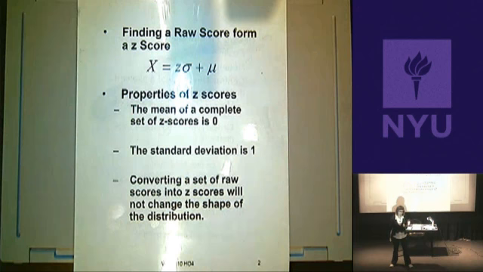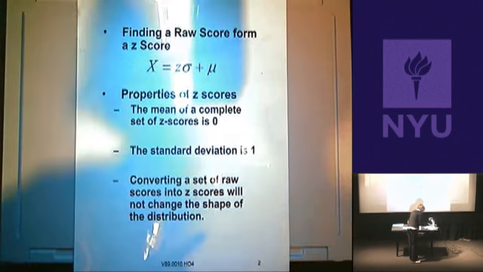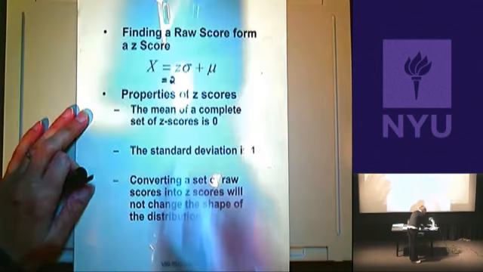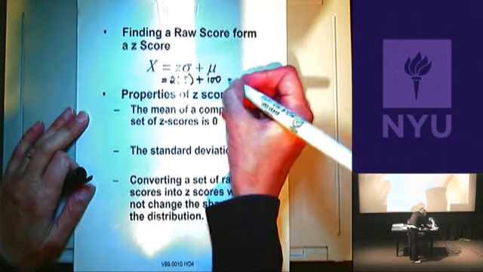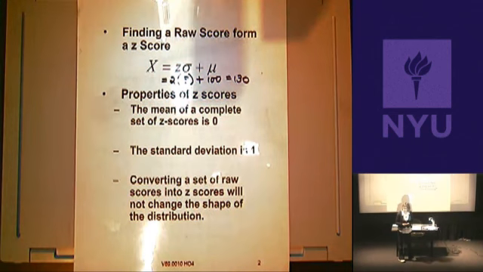Now, this is just the formula for doing it. 2, my z-score, times 15 plus 100 equals 130. So you can go in either direction.